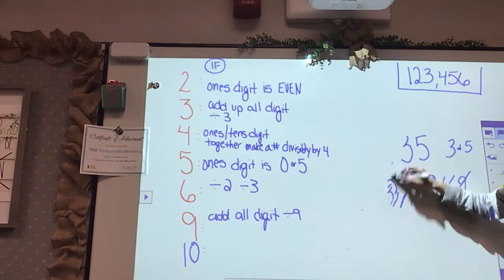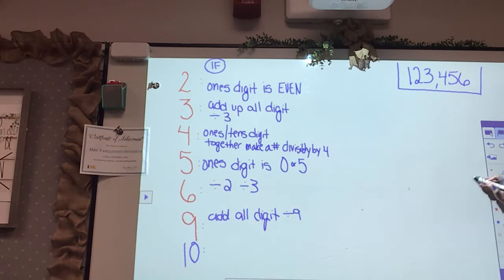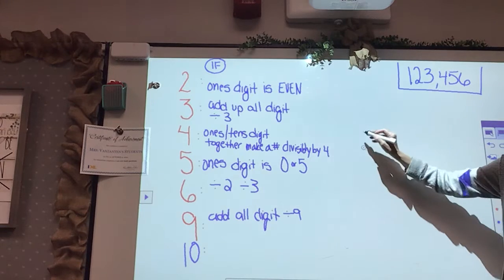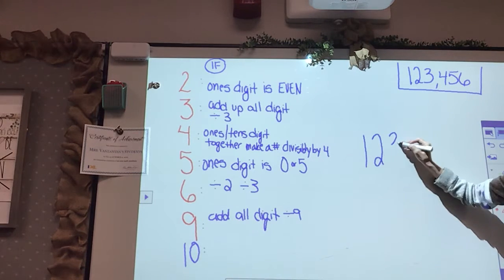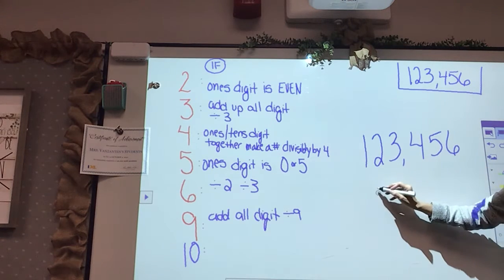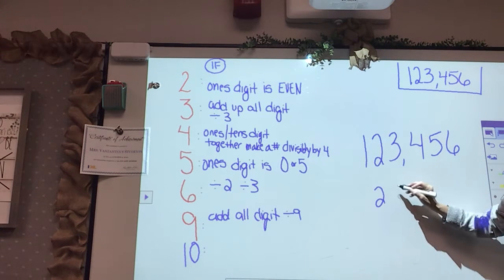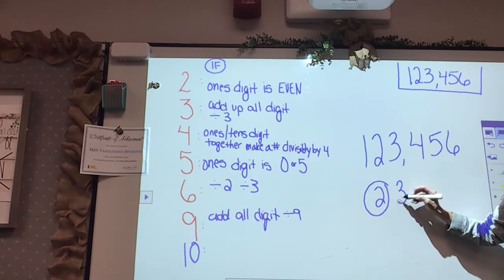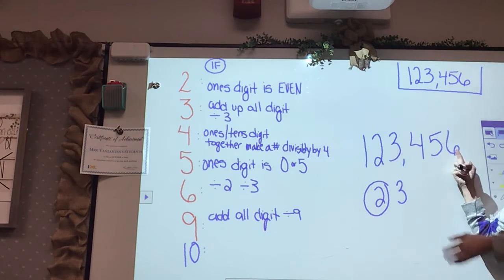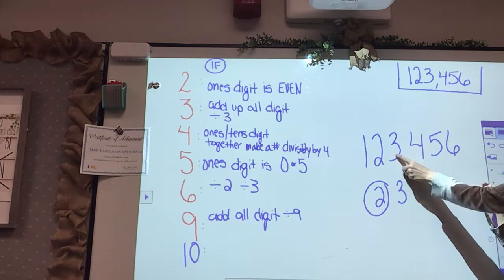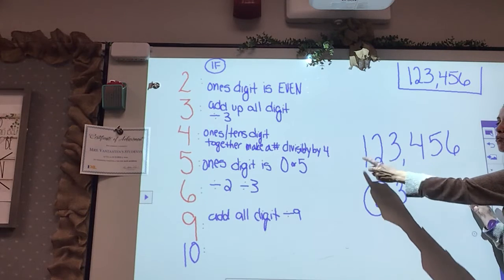So our very last one we're going to do together before I let you get to work on some of your homework is, remember this number back up here? Let's try it. 1, 2, 3, 4, 5, 6. Is this number divisible by 2? Yes, it is because it is an even number. Is it divisible by 3? We have to add them up. Let's start from big to small. 6 and 4 equal 10, 15, 16, 17, 18, 19, 20, 21.